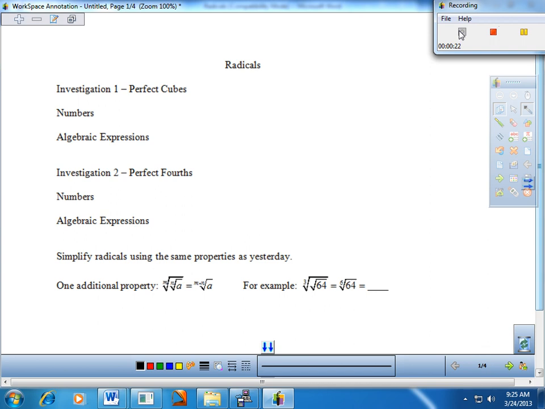So I've got a couple investigations, of course. They should look pretty similar as we developed one with perfect squares yesterday. So we'll dive into that and then just do some examples. Have a calculator handy if you would, so we can do some confirmation, make sure that as we rewrite some of these expressions that they are consistent. So the first investigation is dealing with perfect cubes.